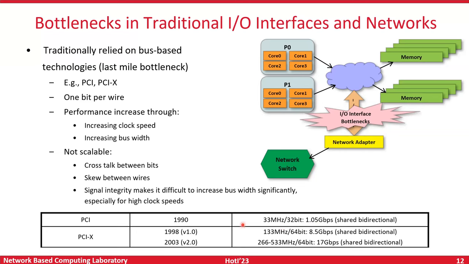That's what happened in 1998 and 2003, when PCI-X was introduced. It then moved to 8.5 gigabits per second and 17 gigabits per second. But this solution was not scalable. If I have a lot of lines and every line is moving very fast, there will be crosstalk between these lines and there will be skews. So there will be big issues with signal integrity. People found out that they cannot keep on putting 1,000 bits of lines or operating at 1 gigabit per second. People found out the limitations. Next slide, please.